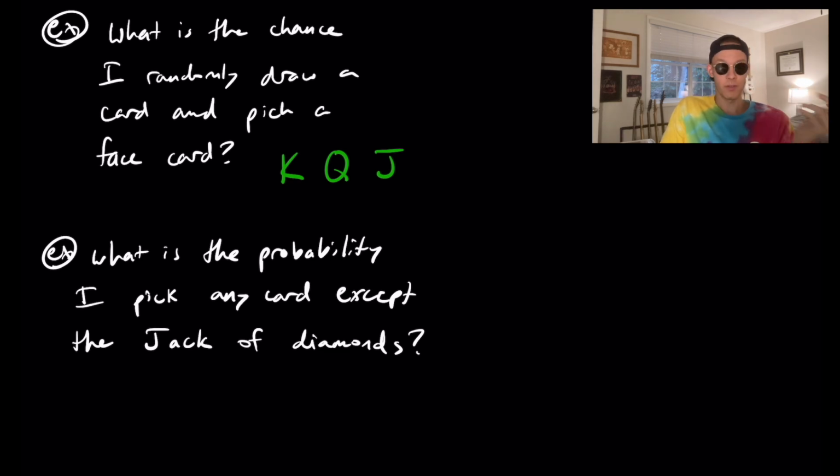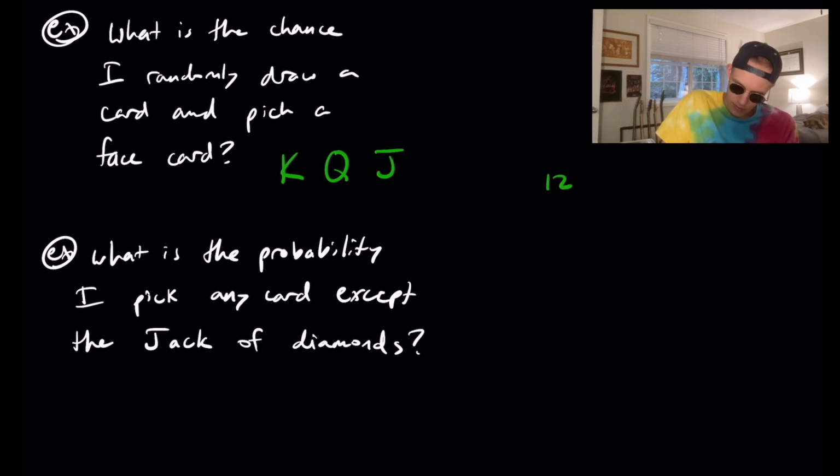Well, how many suits are there? There's 4. So I have 3 face cards for spades. I got another 3 for diamonds. I got another 3 for clubs, and I got another 3 for hearts. That gives me 12 total face cards.